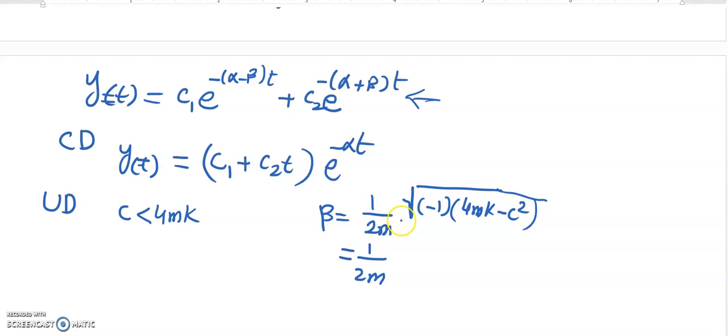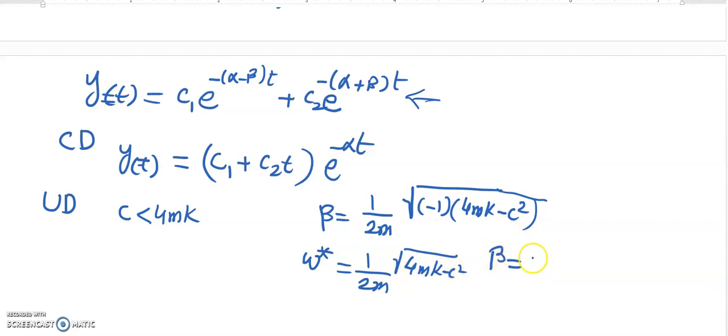I, for the complex numbers, the identity for the complex numbers. And then we call this other identity something like this as omega star. Okay, so we say that omega star is equal to 1/2m under root 4mk minus c square. So therefore beta will be equal to omega star I.